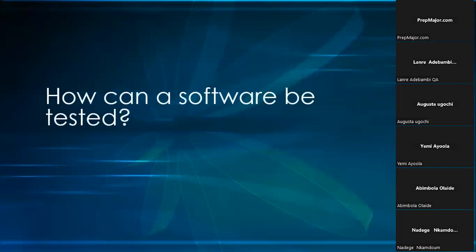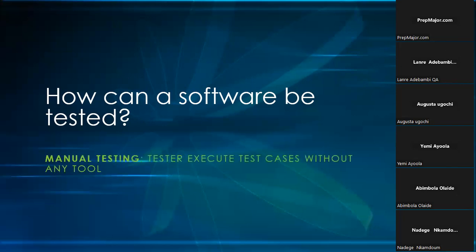How can the software be tested? You've been saying it. So tell me now, how can the software be tested? Two ways, and one of them, we are doing it now. It can be tested in two ways. First one is manual testing. That's the class we are in.